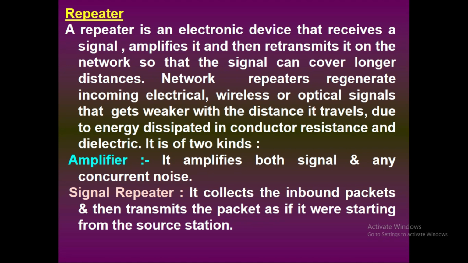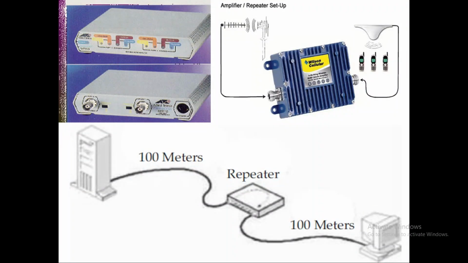So it is of two kinds. First is the amplifier. An amplifier amplifies both signal and concurrent noise. A signal repeater collects the inbound packets and then transmits the packet as if it were starting from the source station. So generally we see the repeaters and amplifiers in this picture. Repeaters can be placed after every 100 meters. We can generally start from 70 meters or more, but the standard size is 100 meters of wire. After each 100 meters, the repeater or amplifier must be placed.